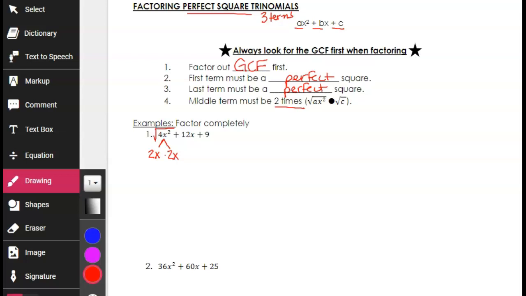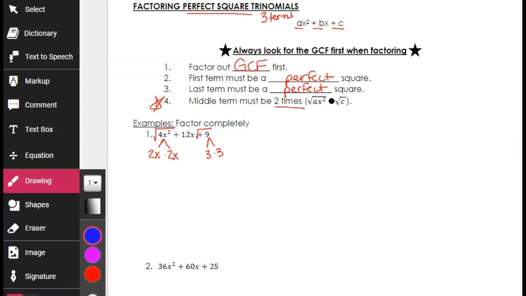Third term, last term, also needs to be a perfect square. So if you square root 9, do you get nice pretty numbers? You do. This is 3 times 3. Now this last thing, this middle term must be 2 times the square root of the first term times the square root of the last term. It doesn't seem to make a lot of sense in the steps, the way that it's written.